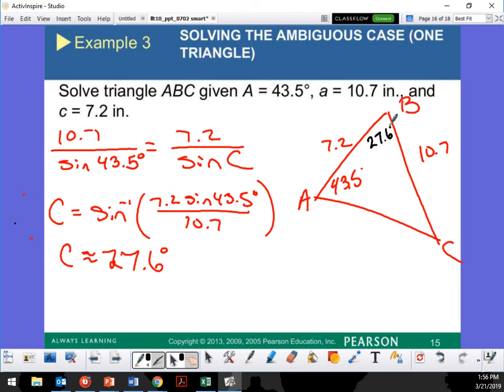Why would you put it in B? Is it in C? Oh, it is C. Thank you. Angle B is 108.9.